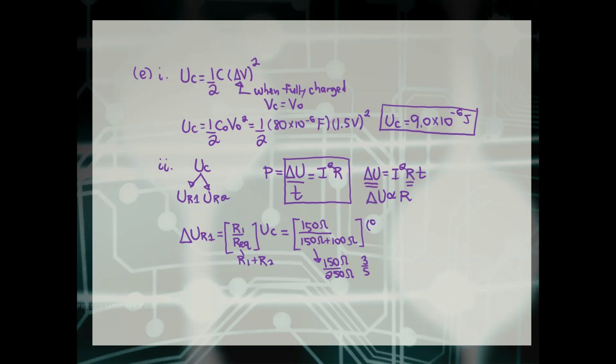So we multiply by 9.0 times 10 to the negative 6 joules. And then we get the energy dissipated in resistor number 1 would be 5.4 times 10 to the negative 6 joules. And then we're finally done this example problem.